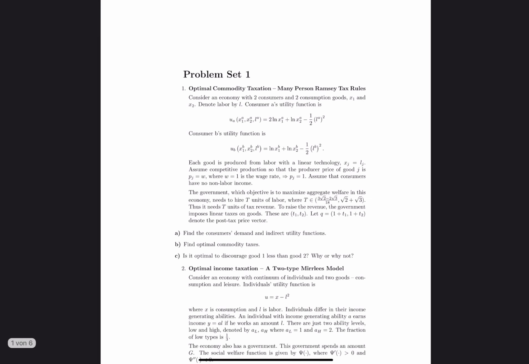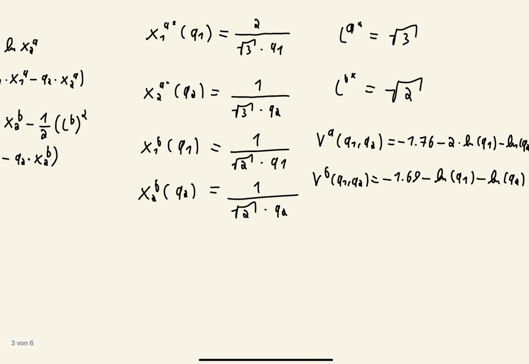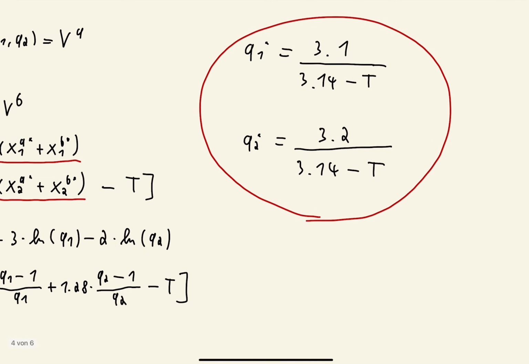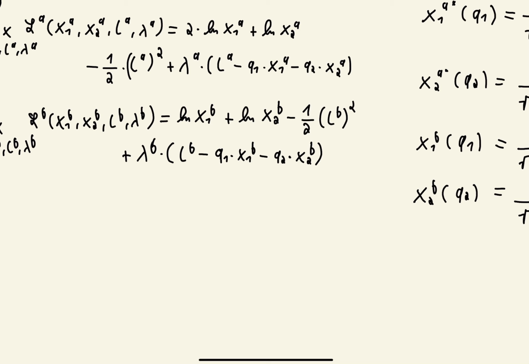So in sub exercise C, we are asked to answer the following question. Is it optimal to discourage good 1 less than good 2? Why or why not? And the answer here is the following. As you can see here, the taxes on good 2 are higher than the taxes on good 1. And the reason is given by the fact that if you look at the utility functions of the consumers, let me just go back here, what you can note is that the utility that consumer A derives from the consumption of the first good is strictly higher than the utility that consumer B derives from consumption of the first good, whereas for consumption of the second good, we have the same, and also the costs of labor here are equivalent.